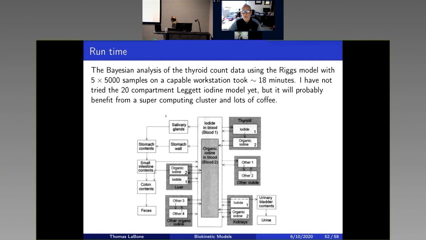I haven't run the 20 compartment Leggett model yet, which is right here. But it would probably be good to have a lot of coffee and maybe a supercomputing cluster to do that. In contrast, that MAP estimate, where I was only interested in the point estimates, took 11 seconds to calculate. So if you're only interested in point estimates, then you don't need to go through this whole thing to figure out the constant of integration in Bayes' formula.